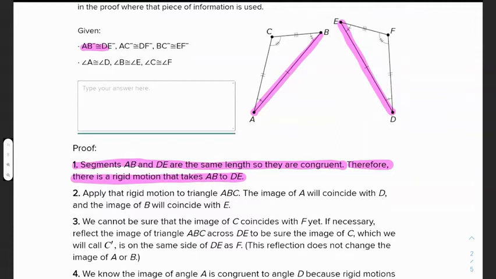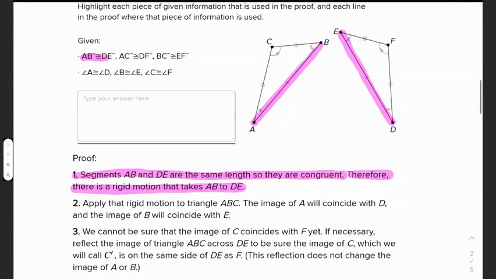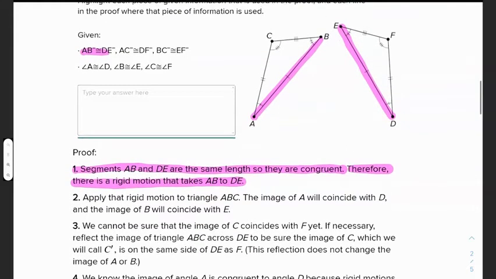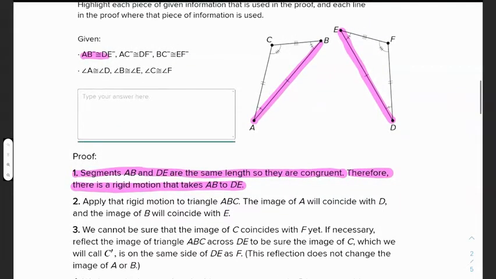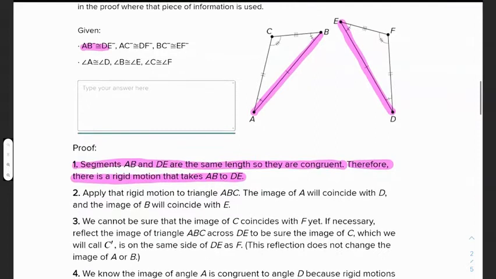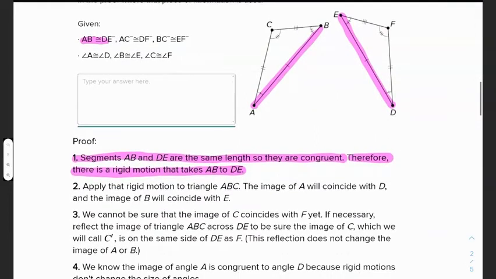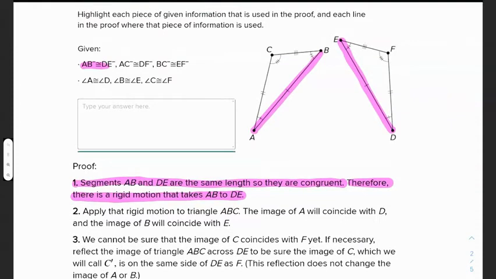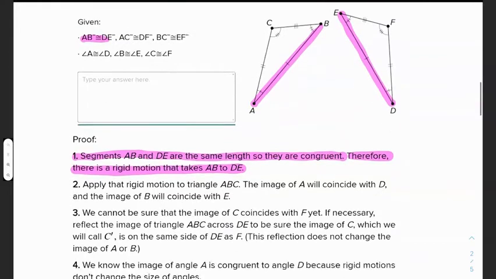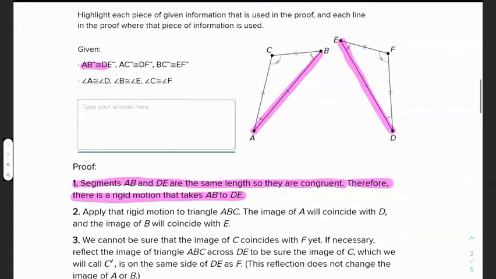Again, we don't know if C maps onto F, so I'm not going to highlight anything with number 3, because it says if necessary, we reflect ABC across DE. Well, we don't know. This reflection will not change the image of A or B. We don't know anything about C mapping onto F. We know that angle C is congruent to angle F, but they're not talking about the angles. They're talking about the points.